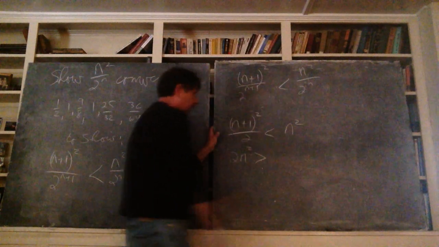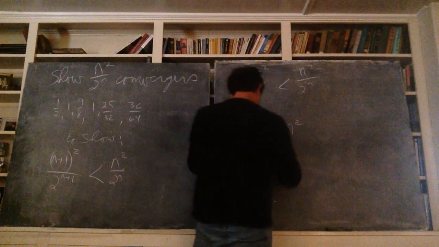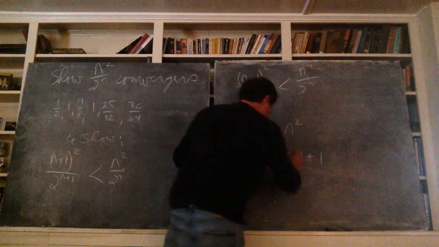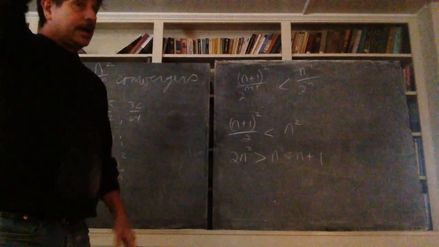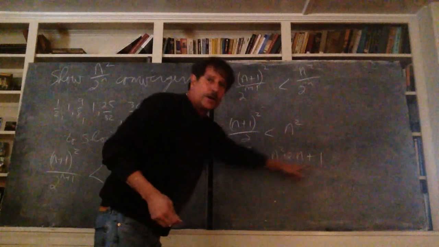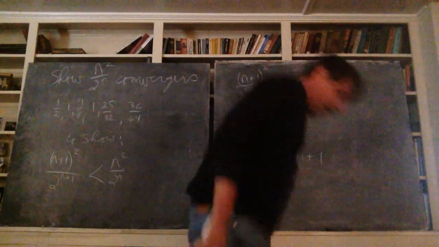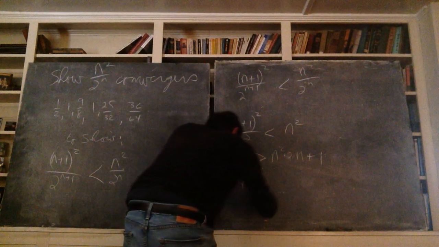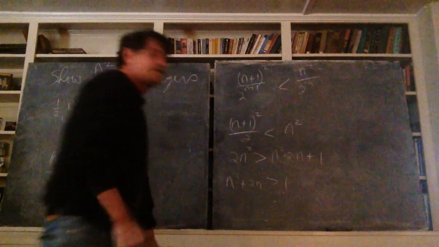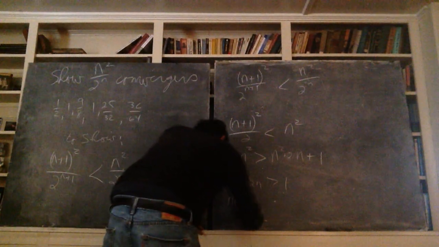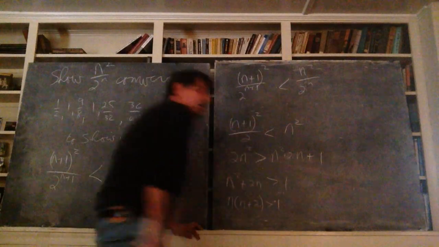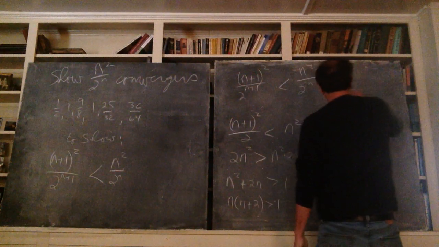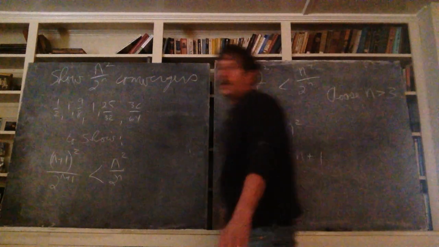2n squared is greater than, and I'm going to multiply this out, n plus 1 squared. And I'll leave the 1 over here. That's fine. We're not trying to solve this necessarily. All we want to do is find an n. So this will be n squared minus 2n is greater than 1, or n times n minus 2 is greater than 1. All we want to do is choose an n for which that's true. Choose n bigger than 3. Then it's true.